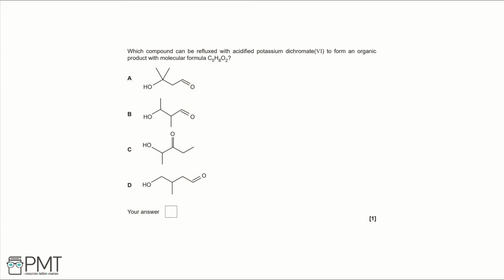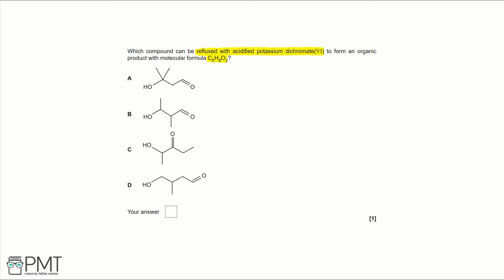Which compound can be refluxed with acidified potassium dichromate(VI) to form an organic product with the molecular formula C5H8O2? And then we have 4 different compounds shown. Firstly, we're looking for groups that will react when refluxed with acidified potassium dichromate. And we must have the formula of C5H8O2.